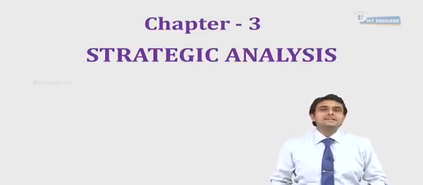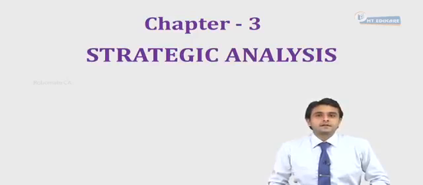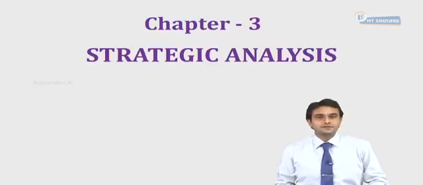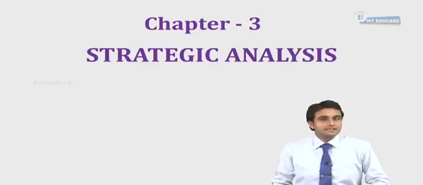So after deciding the vision, after understanding the mission, and after finalizing the goals and objectives, what a business needs to do is to come up with a strategy, about which we are going to learn in chapter 4. But before actually formulating or finalizing a strategy, a business needs to understand a few more things, which we will discuss in this chapter, which is strategic analysis.